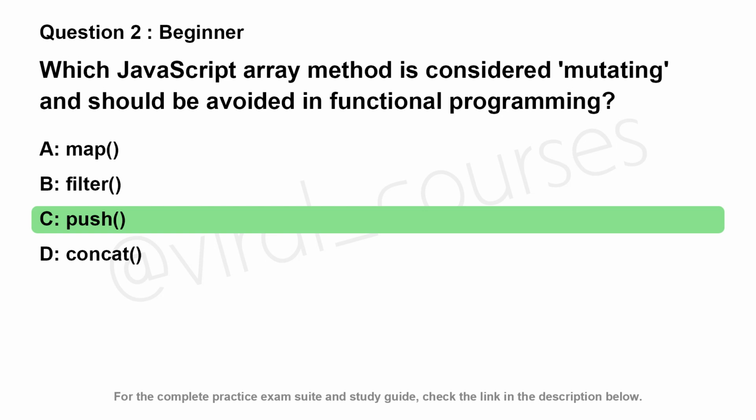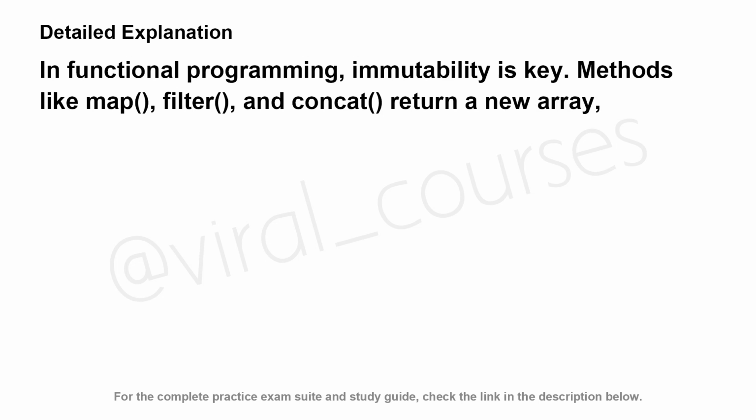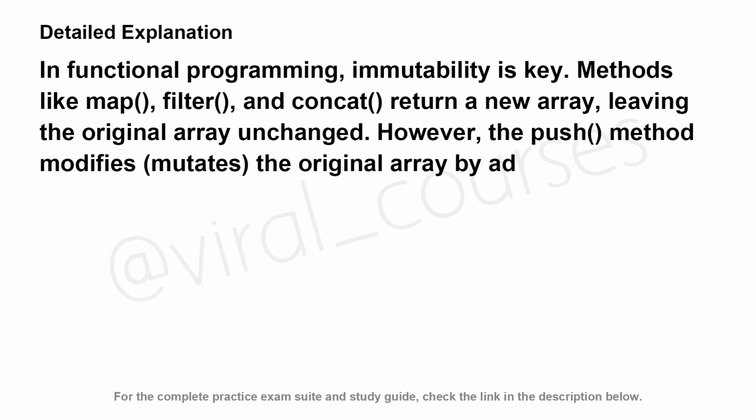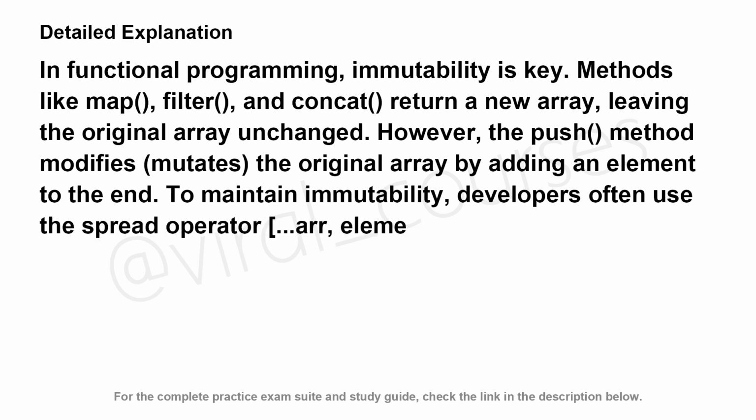The correct answer is C. In functional programming, immutability is key. Methods like map, filter, and concat return a new array, leaving the original array unchanged. However, the push method modifies, mutates, the original array by adding an element to the end. To maintain immutability, developers often use the spread operator, [...arr, element], instead of push.